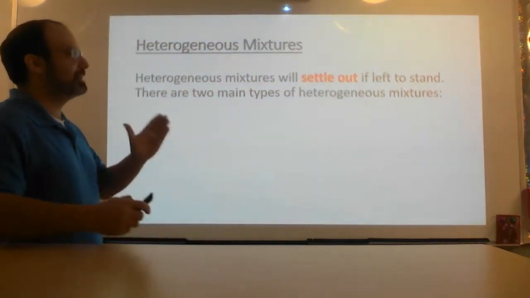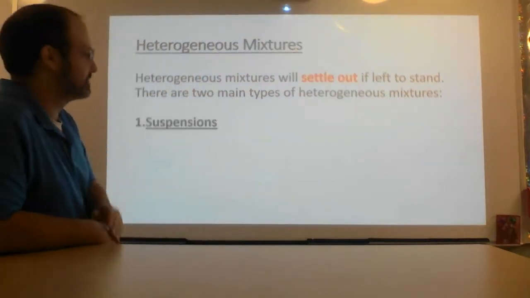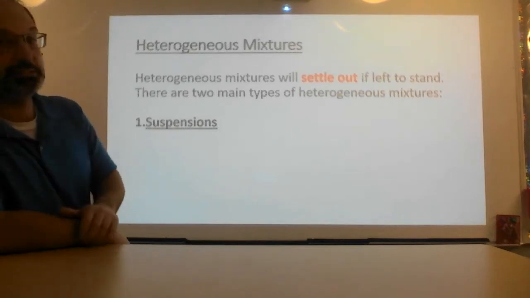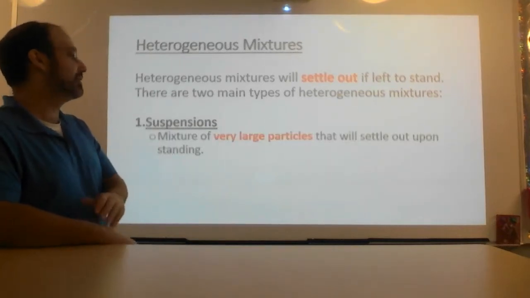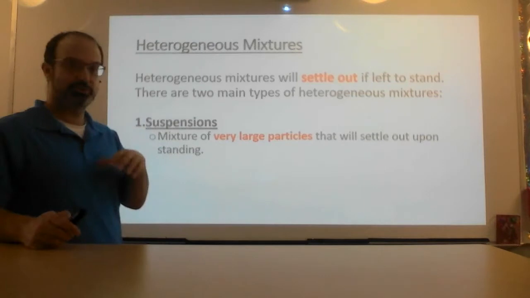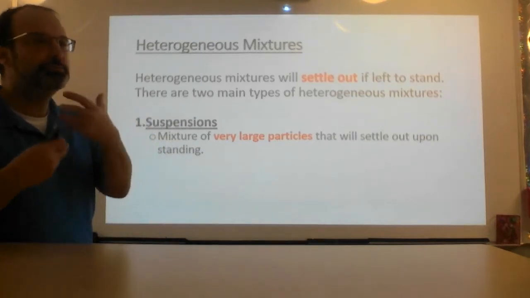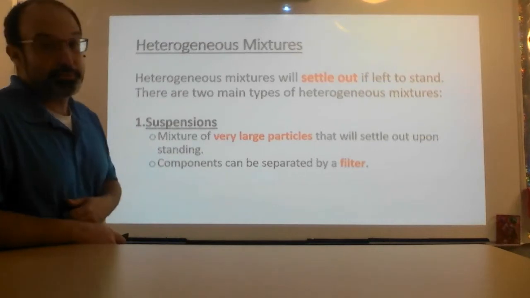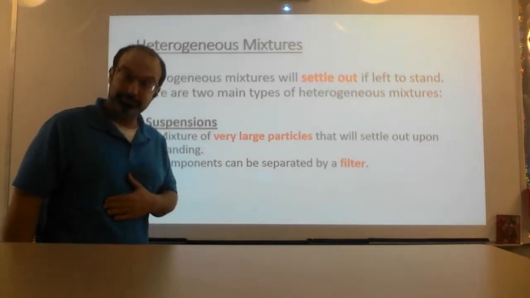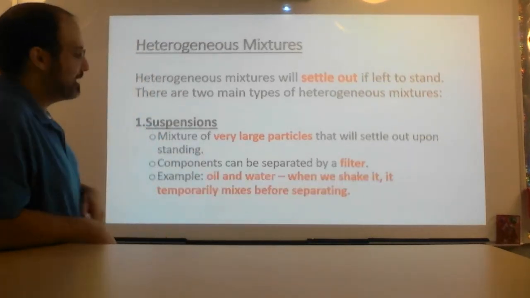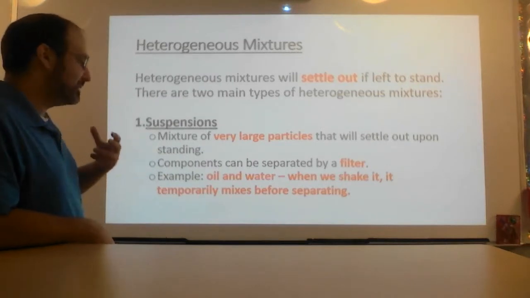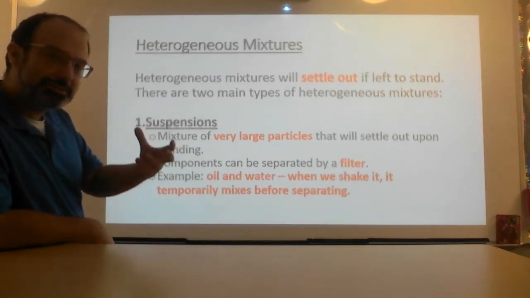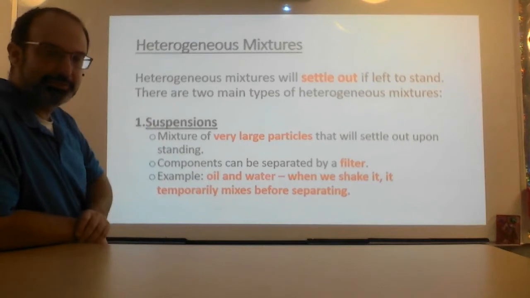There are two main types of heterogeneous mixtures as a result. There is what is called a suspension, where very large particles are sort of floating in a medium of some form. The components can thus be separated by some kind of filter. Example, oil and water. If we shake it, it will temporarily mix, but then it will separate over time.